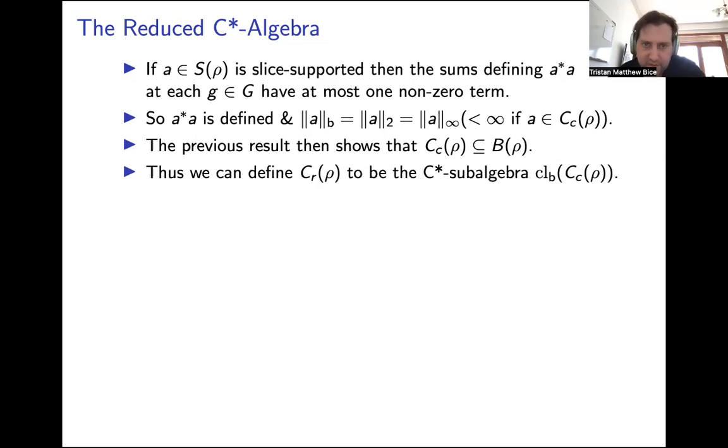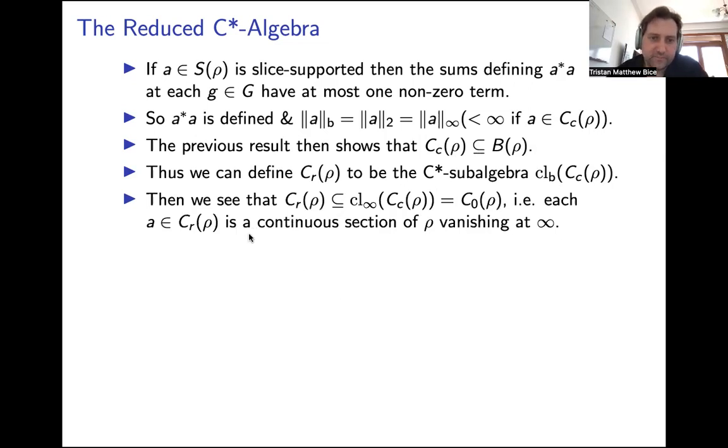And that gives us a very easy way, finally, to define the reduced groupoid C star algebra. We just define it to be the C star subalgebra of this bigger C star algebra we've already been working with, this B of rho. So it's just the closure with respect to the B norm, right? That is important. We have to use the closure with respect to the norm topology defining the C star algebra structure of B of rho.